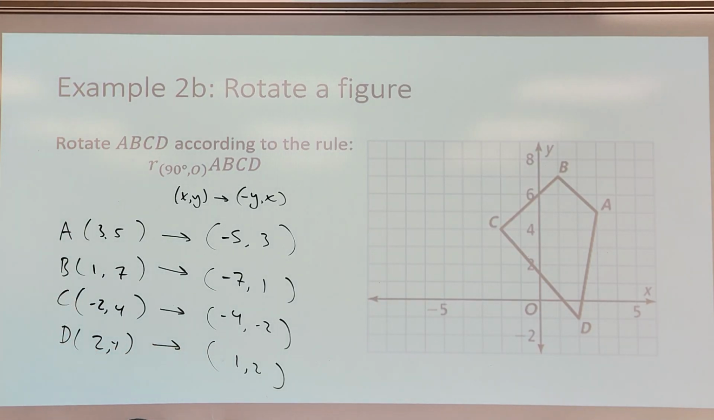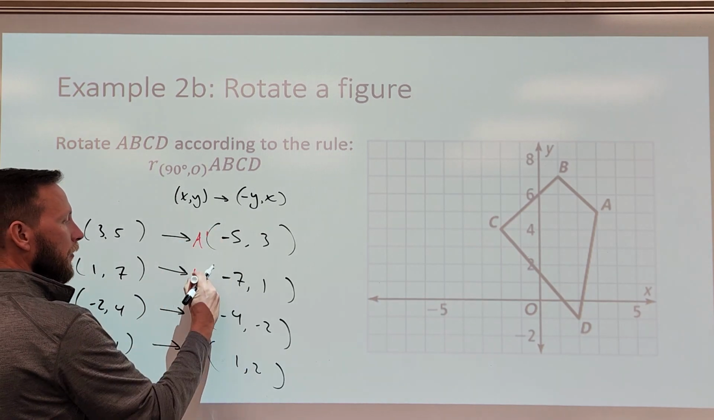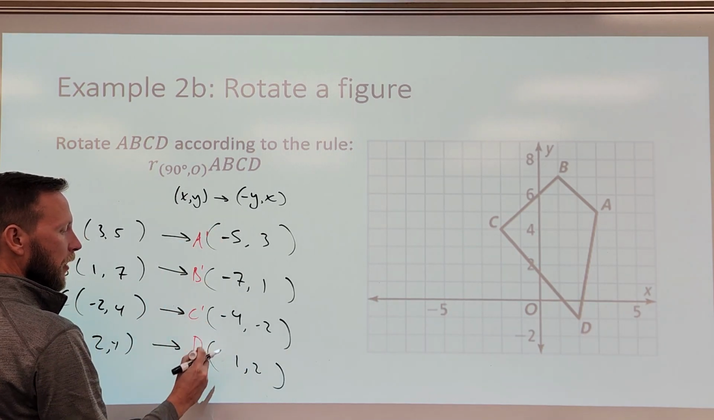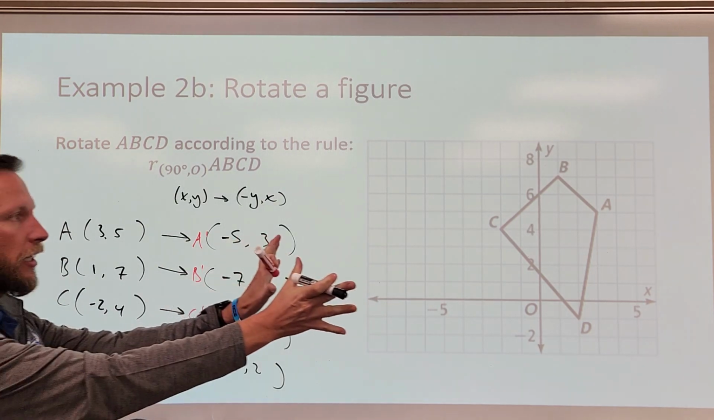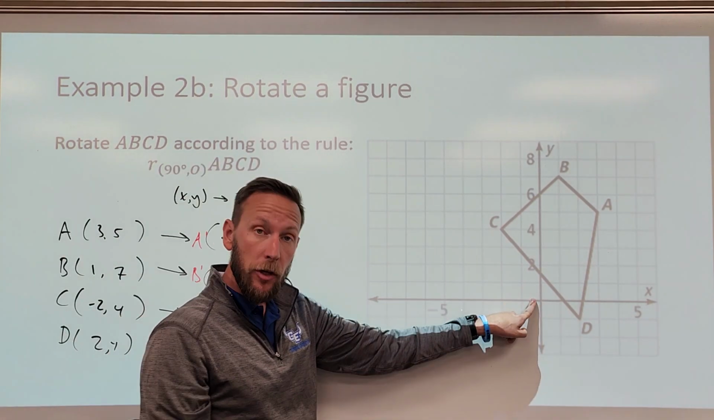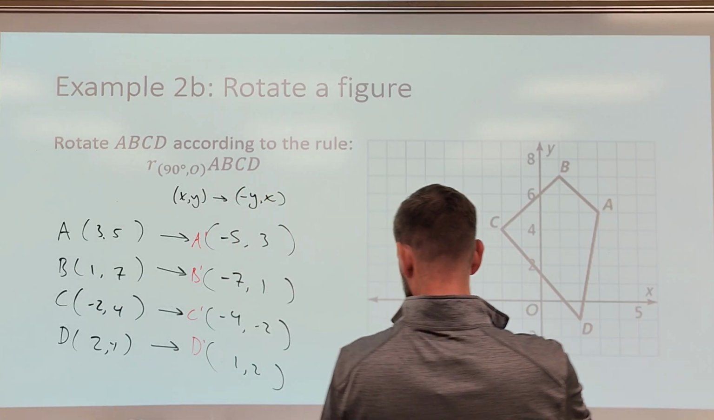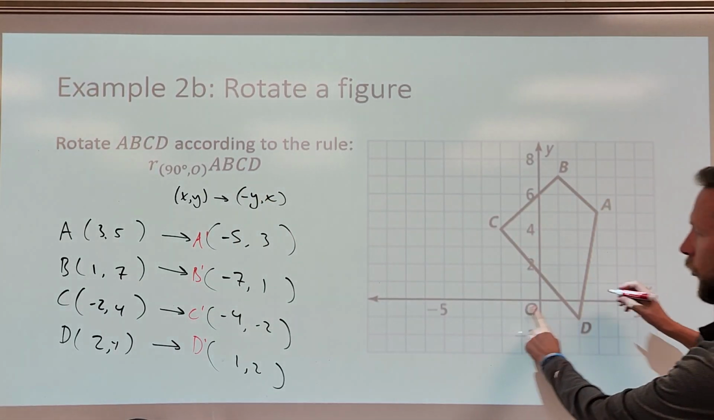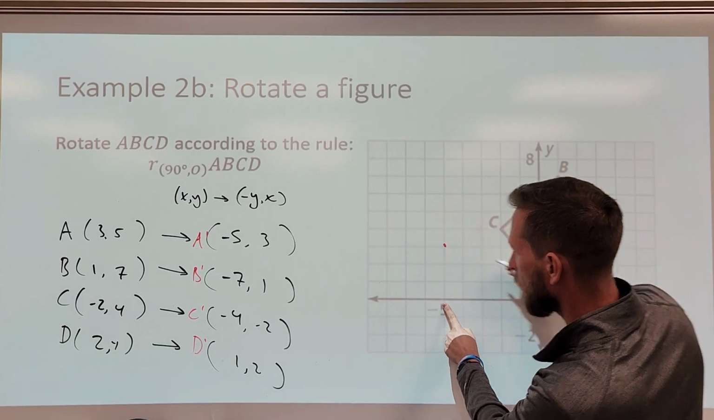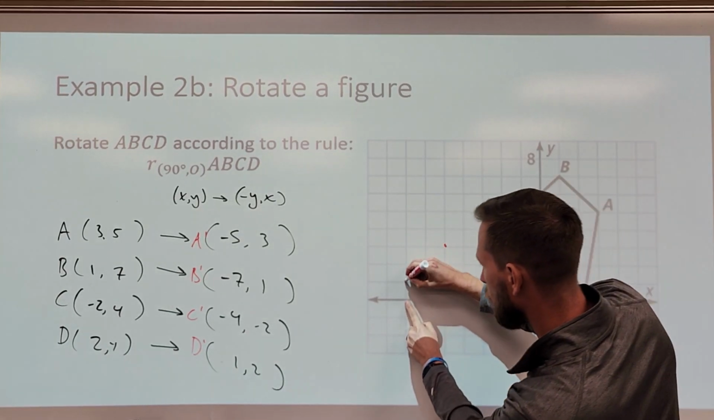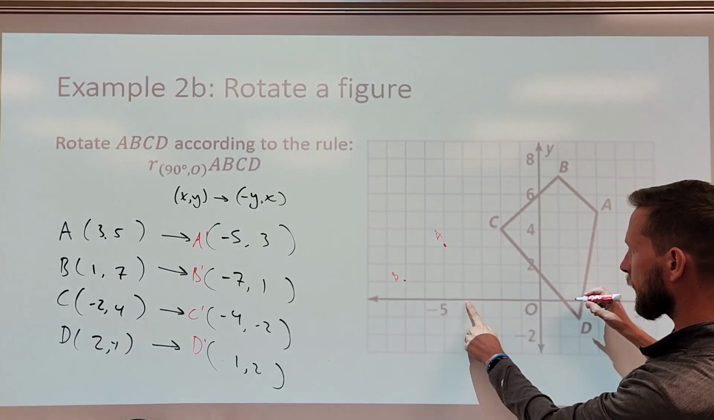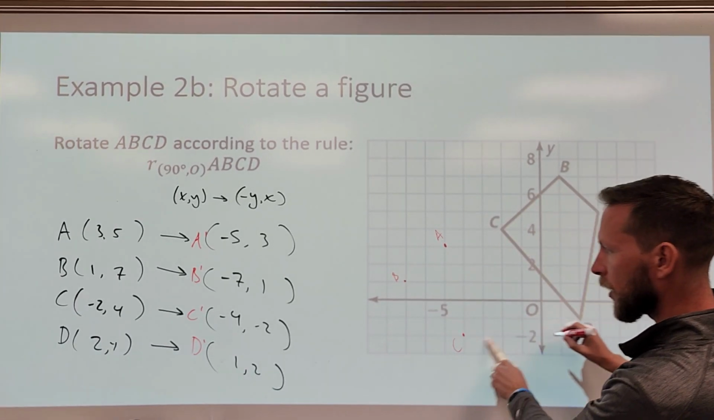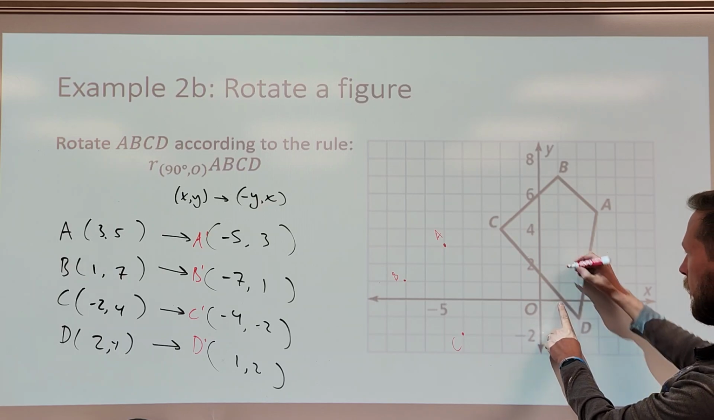And so now when we plot these new points for what are going to be A prime, B prime, C prime, and D prime, we're going to notice that this figure has been rotated 90 degrees about the origin. All right, about the origin. So I'm going to do this one in red. So we'll have -5, 3. We'll have -7, 1. We're going to have -4, -2. And then 1, 2.